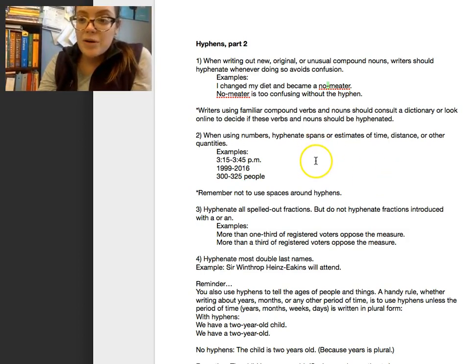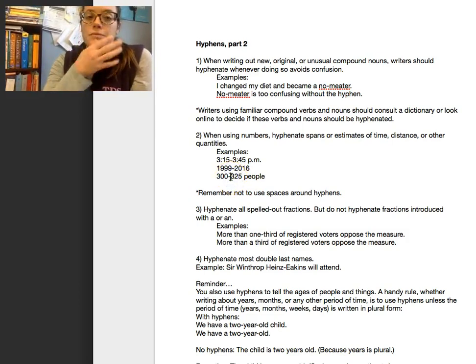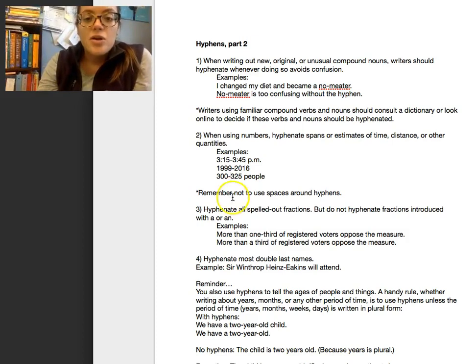When you're talking about numbers, times, distance, whatever, you want to use a hyphen between those numbers. So 3:15-3:45 p.m., 1999-2016, 300-325 people. And the hyphen connects those. You don't need to put spaces around the hyphens. That's a mistake a lot of people make. Some editors will use a dash, which is just a really long hyphen. So two hyphens together, you just hit the hyphen twice. Either one is fine, but you can use hyphens or dashes there.